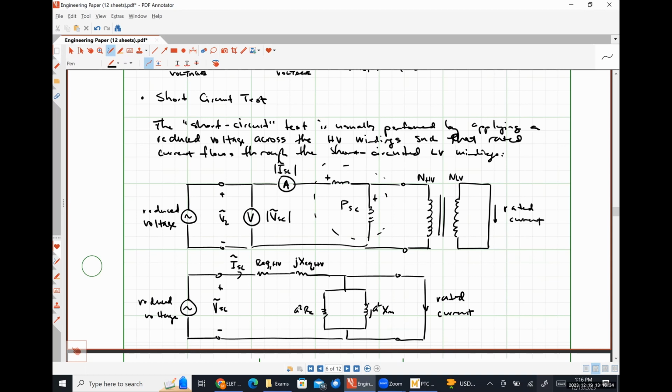So from here, we can see that shorting out our low voltage windings effectively shorts out the shunt branch referred to the low voltage side, so that all of our short circuit current ISC is flowing through the series path. So the short circuit test is going to help us calculate what our series resistance and reactance are.